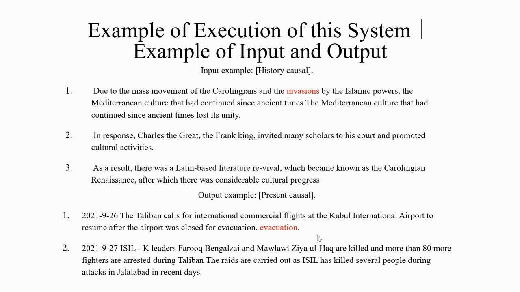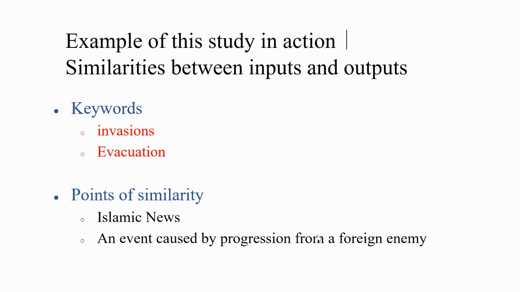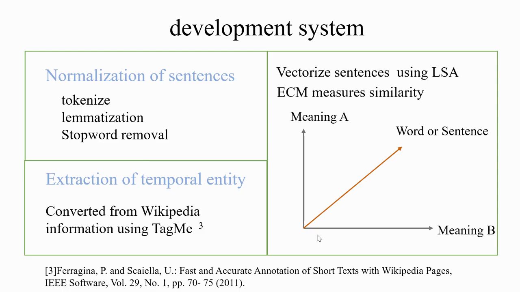I want to draw your attention to the red text, which is a keyword that connects to the cause and effect relationships. The input is invasions. The output is evacuation. The similarity of causal relationship in the two sentences is that they are Islamic news and that the event was caused by a progression from an external enemy.